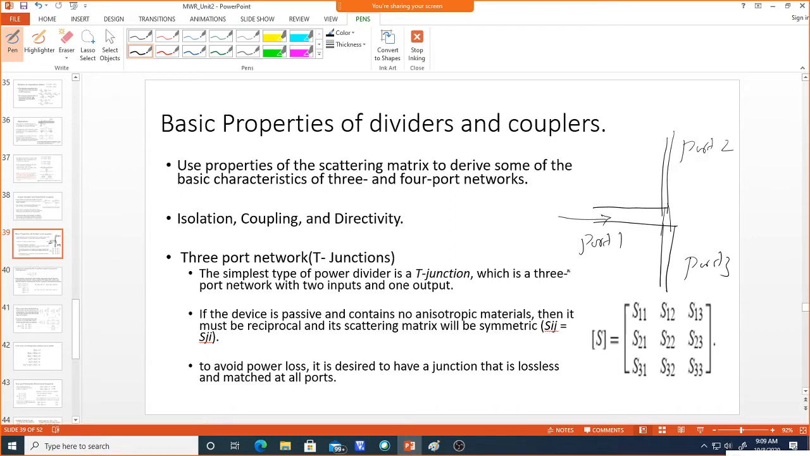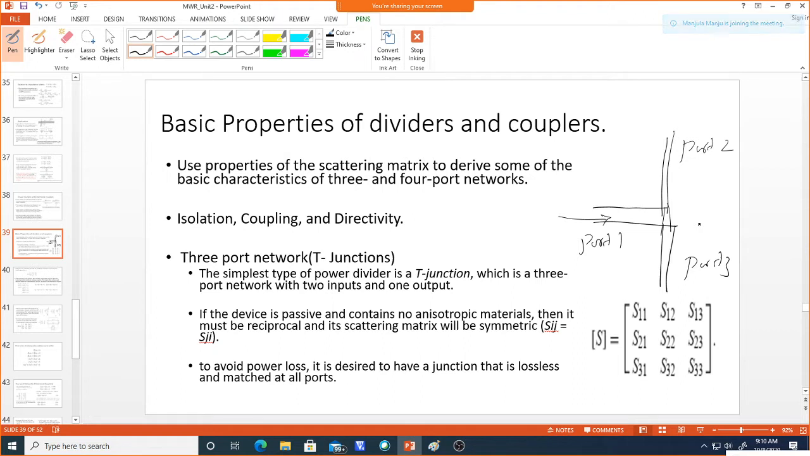Now if there are no anisotropic materials, that is, if there are no ferrites used in the material, then the device will be passive. The scattering matrix of a component not having anisotropic material must be reciprocal. That means the scattering matrix should be symmetric.